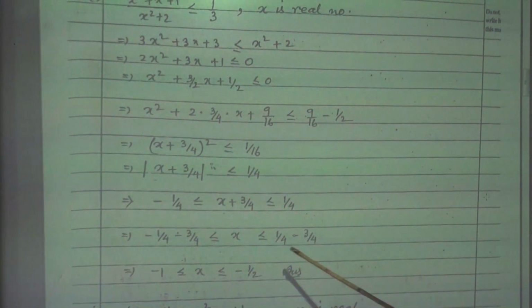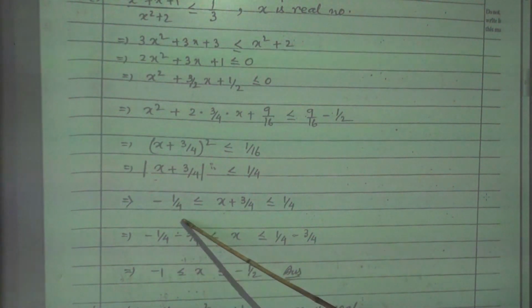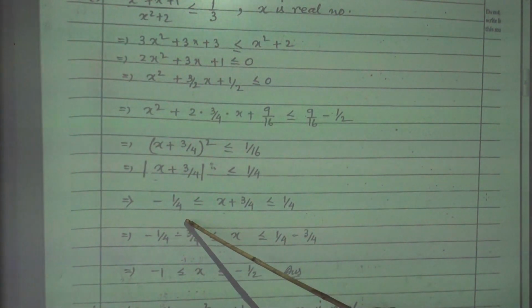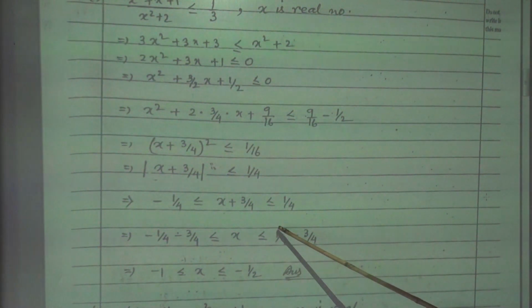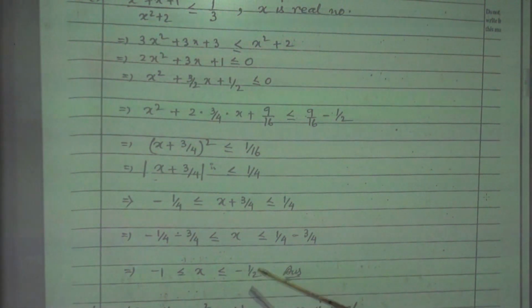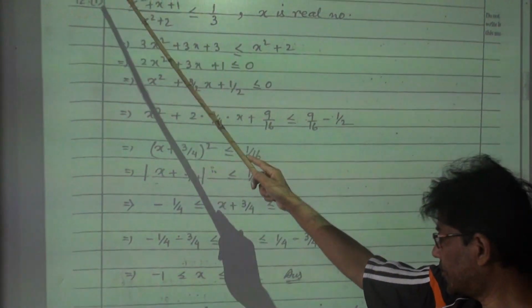Minus 3 by 4 here, here also minus 3 by 4. Now simplify this part. 4 is the LCM. You will get minus 1 minus 3, that means minus 4. Minus 4 by 4 is minus 1. And here you will get 1 minus 3, that is minus 2. Minus 2 by 4 is minus half. So x is lying in between minus 1 and minus half. This is the region where x would lie so that this inequality holds.